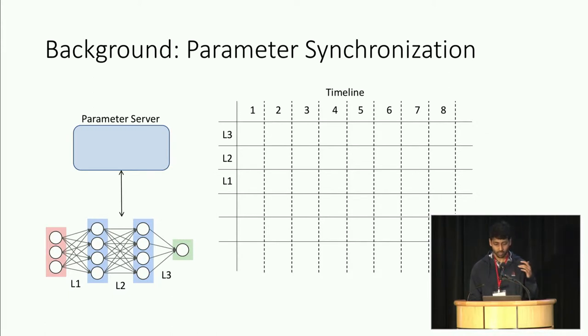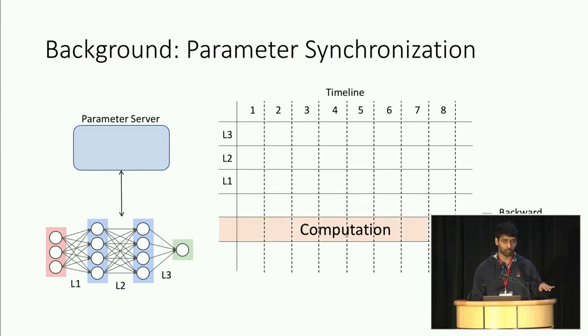And in order to understand why this happens, let me give you a little bit of background about how parameter synchronization is actually implemented in these modern machine learning frameworks. Frameworks like MXNet and TensorFlow try to reduce the communication overhead by overlapping communication with the computation. The way they do this is by taking advantage of the layered structure of the neural network. And you can see how the communication and computation are overlapped in the timeline graph.